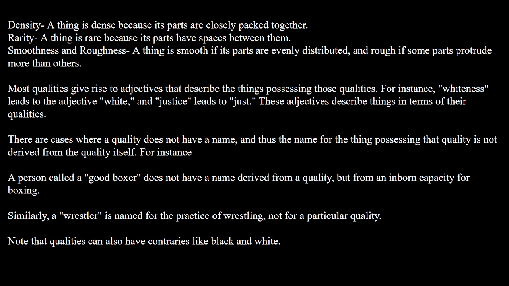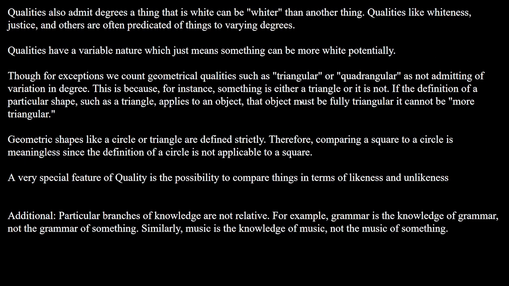For instance, a person called a good boxer does not have a name derived from a quality, but from an inborn capacity for boxing. Similarly, a wrestler is named for the practice of wrestling, not for a particular quality. Note that qualities can also have contraries, as I've noted, like black and white. And further, qualities do admit degrees. A thing that is white can be whiter than another thing.